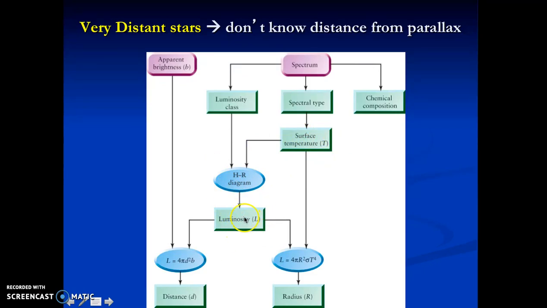Well, if we know the true luminosity, and we know how bright it appears to be, we can figure out the distance. Because if we know the true luminosity, and we know what it appears to be in the night sky, we can compare it to other stars and figure out how far away it is. So it's not necessarily the best method, but it's what we've got right now.